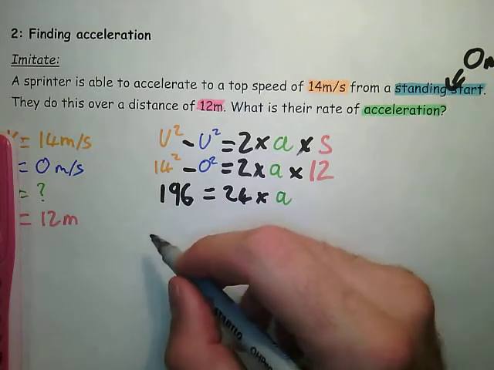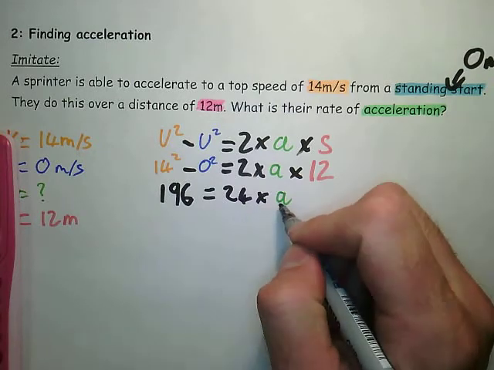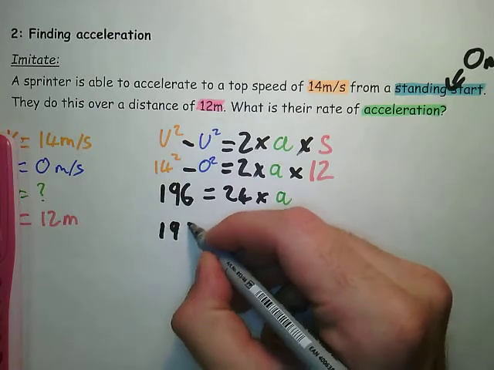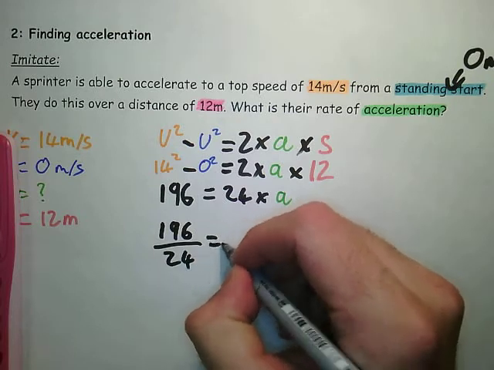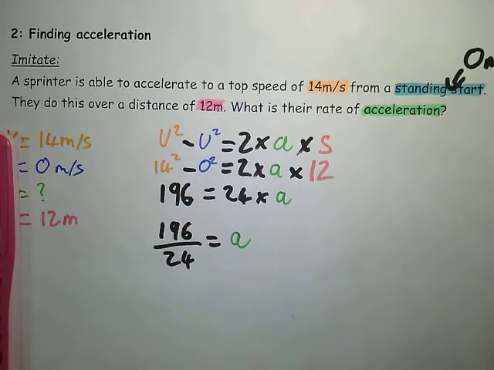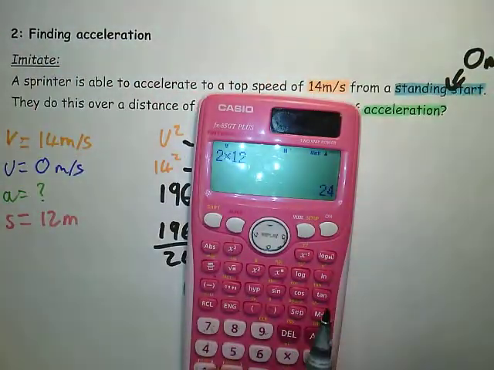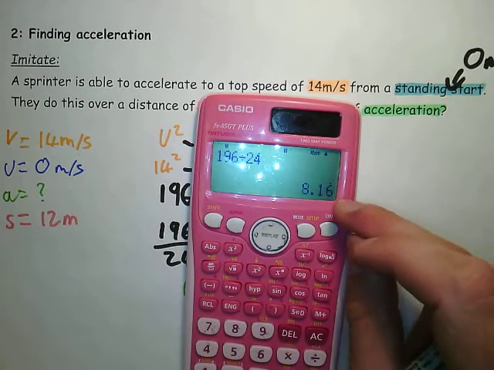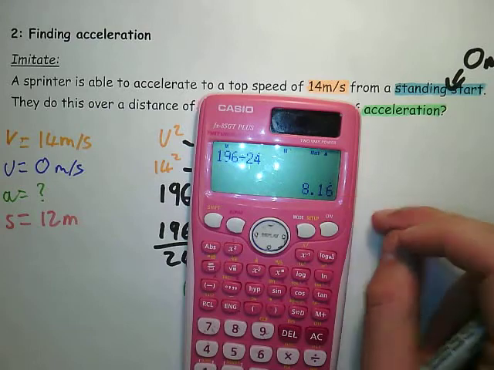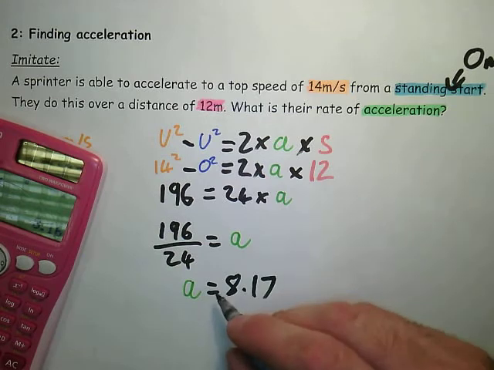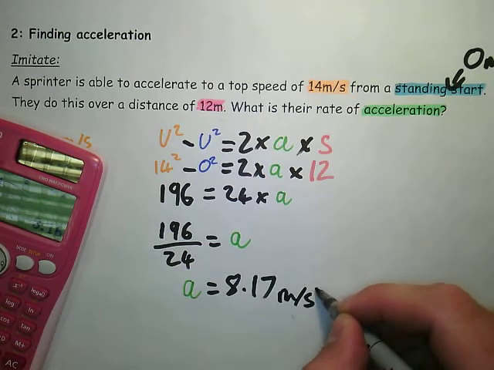Now we can rearrange that quite easily. Because 24 a's is 196, to work out what just one a is, we do 196 divided by 24 equals our acceleration. 196 divided by 24 is 8.16 recurring. I'm going to round that to 2 decimal places, so it's 8.17, and that's the acceleration in meters per second squared.